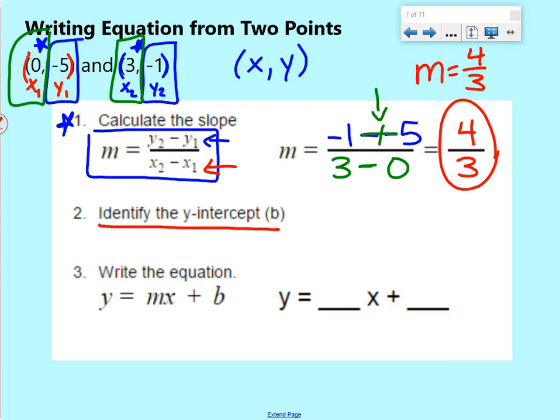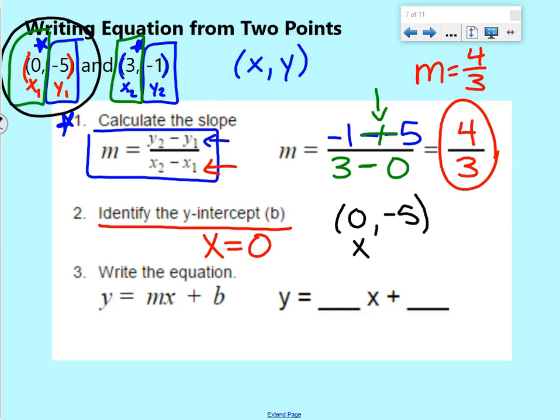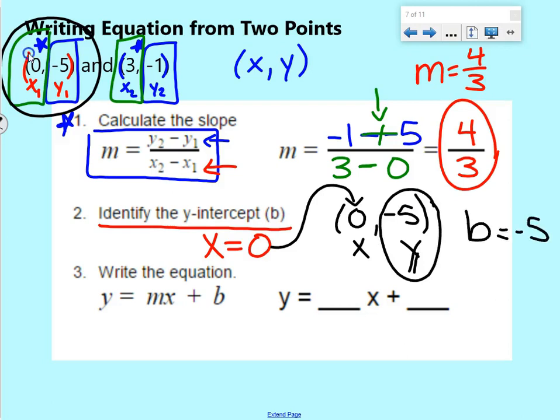Identify the y-intercept B. The y-intercept is when x equals 0. So we're going to look up at our coordinate points up here and figure out, is there a coordinate point where x equals 0? And there is right here, our first coordinate point, (0, -5). x equals 0, and y equals -5. So in the coordinate point where x is 0, the y is your y-intercept. So we can say B equals -5.